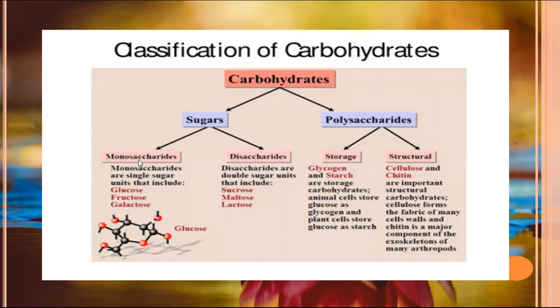They are again divided into monosaccharides and disaccharides. Monosaccharides are single sugar units that include glucose, fructose, galactose. Disaccharides are double sugar units that include sucrose, maltose, lactose. These monosaccharides and disaccharides are sweet in taste. The polysaccharides are not sweet in taste. They are again divided into types like storage and structural polysaccharides. So it is one type of classification of the carbohydrates.